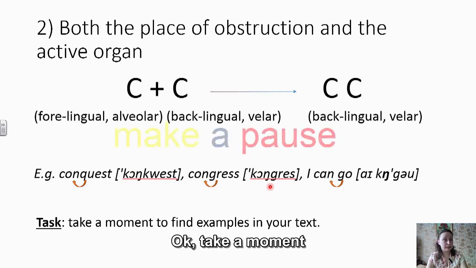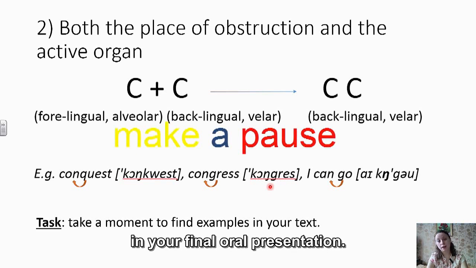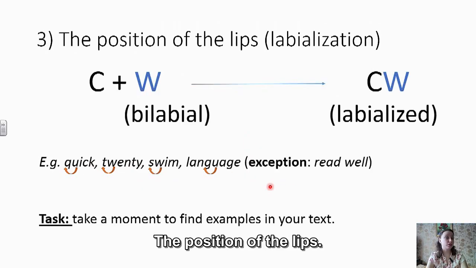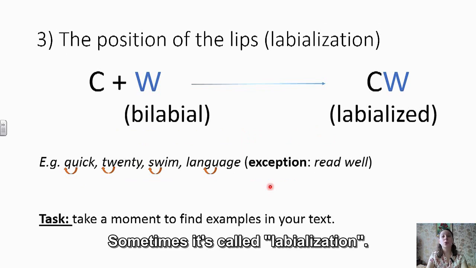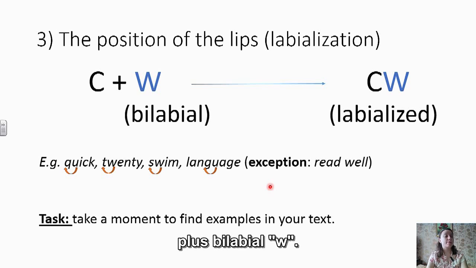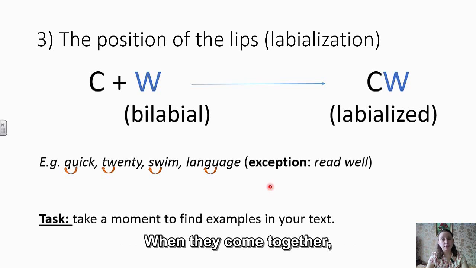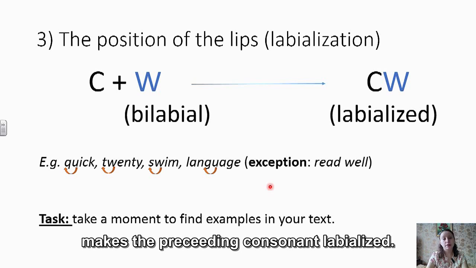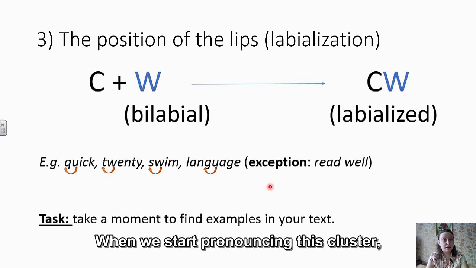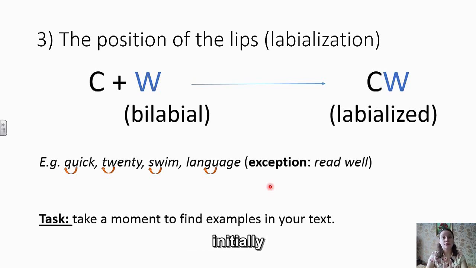Okay, take a moment and find your examples in your final oral presentation. The position of the lips, sometimes called labialization. Here you need to have a consonant plus bilabial w. When they come together, the bilabial consonant w makes the preceding consonant labialized. When we start pronouncing this cluster, we round our lips initially, as in quick, twenty, swim, language.